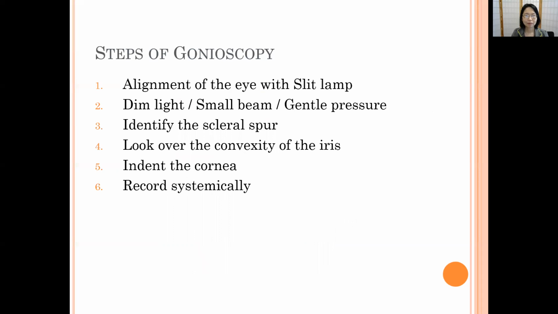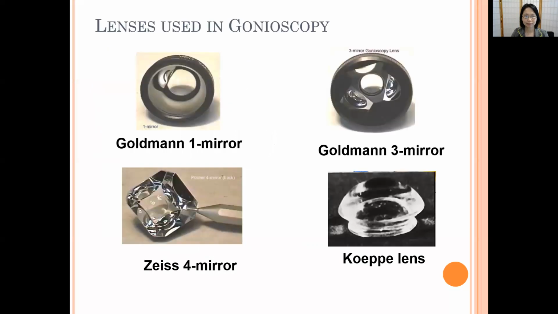There are 6 steps to gonioscopy. We start with aligning the eye with the slit lamp. We need to dim the light and, with a small beam, apply gentle pressure. We want to first identify the scleral spur. You want to look over the convexity of the iris to look into the angle. You can then indent the cornea to see if you can see more structures, and you want to record systematically.